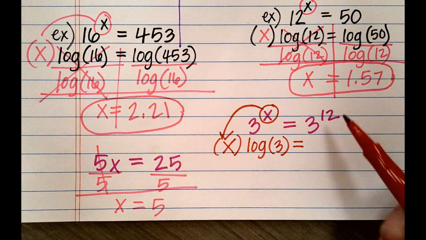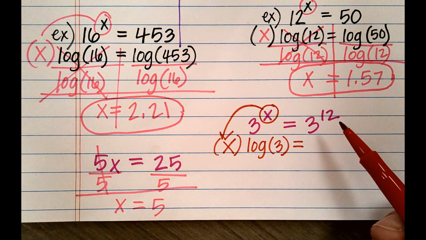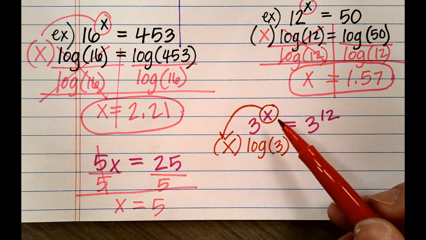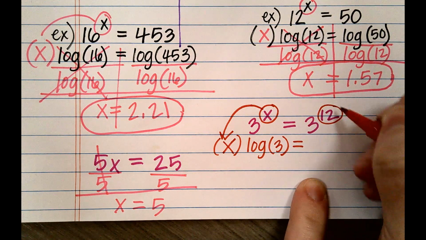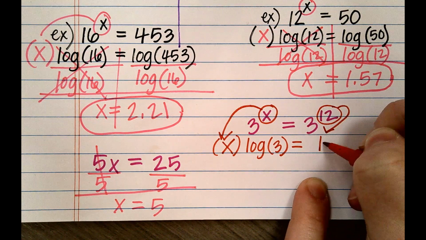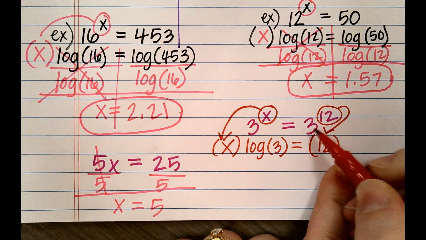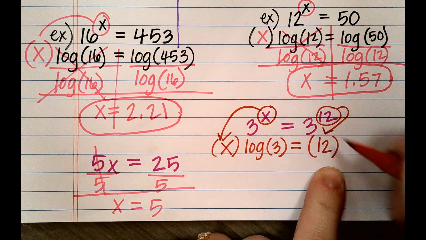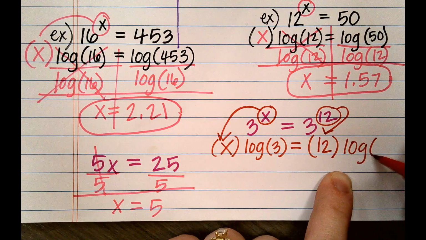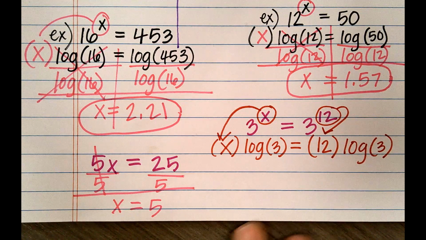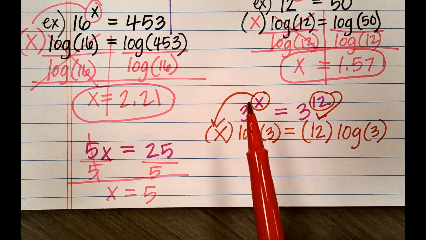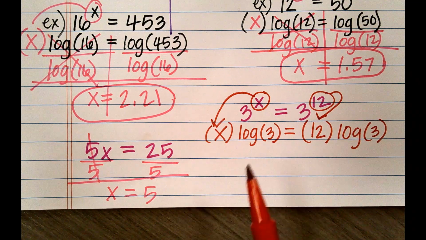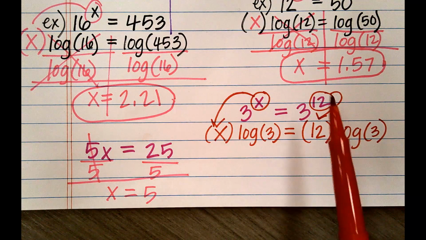Now, over on the other side, I have an exponent again. What would I do with that exponent? Right, in front. Same thing I did with the x. Because it's an exponent, bring it out to the front. So I'm going to put 12 first, and then log of the base again, log of 3. Okay. So I took the log of both sides. I brought my x down. I brought my 12 down.